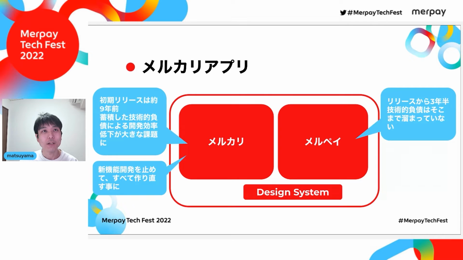For the Mercari part, we decided to refrain from developing new features as much as possible and rebuild everything. In contrast, we decided not to rebuild the Merpay part for the time being, but to continue developing and improving features for business growth. In other words, we wanted to develop the Merpay part as a common part that works together with both the old and new Mercari parts.